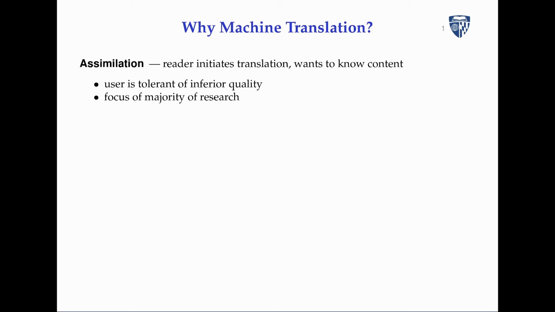So this is the idea that the reader of the machine translation output initiates the translation and wants to know the content. So say you're coming across a foreign language web page, you don't know what it says, you click on a button, Google Translate or whatever gives you the machine translation. So you're the one who actually triggers machine translation. So you're also somewhat tolerant of inferior quality. You know that you're using machine translation. And in a way, this has been the focus of major research. So the main goal is learning more about content that is encoded in foreign languages.